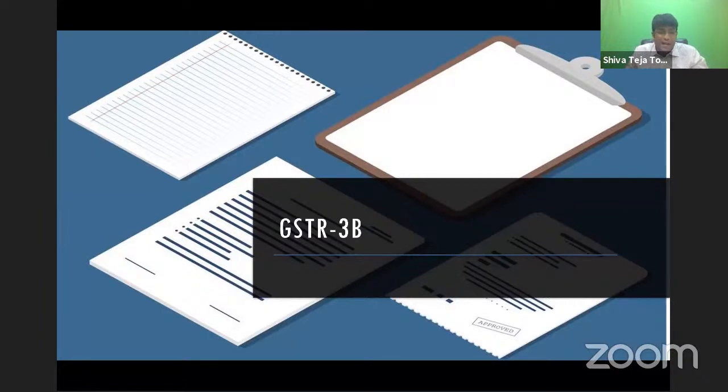Block credit is nothing but there are some cases where credit is not allowed, even though their goods or services are still related to business use. Even though it is business use, still you can't take credit. That's why it is known as block credits.